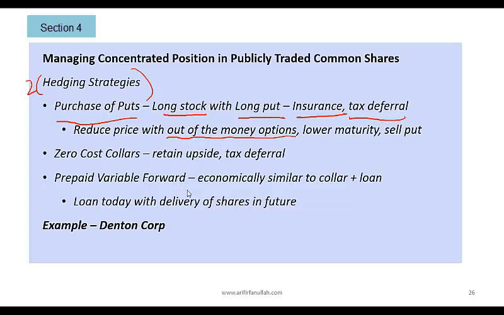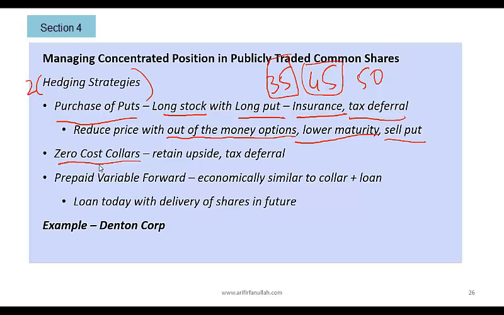Because it is out of the money, it would be cheaper. The further away it is, the cheaper it should be. Options with a lower or short maturity, which will expire soon, are also cheaper. What about zero cost collars? A zero cost collar is a collar that has no cost.